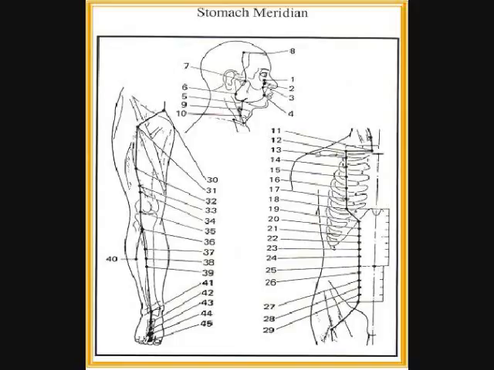The stomach channel. Point locations. Stomach 1. When the eyes are looking straight forward, the point is located directly below the pupil, between the eyeball and the infraorbital ridge. Stomach 2. Below stomach 1 in the depression at the infraorbital foramen.